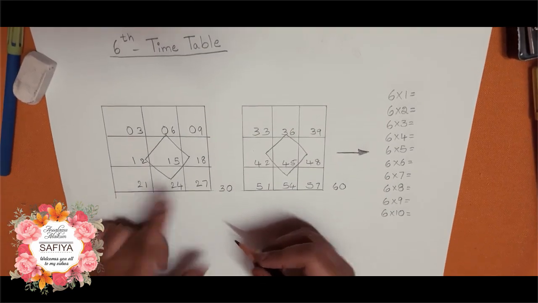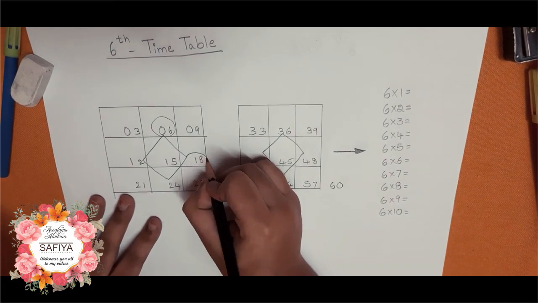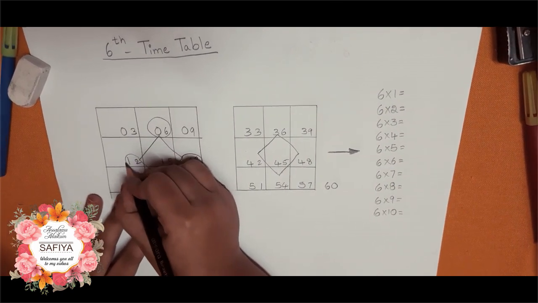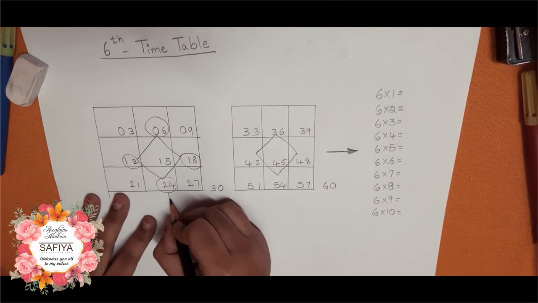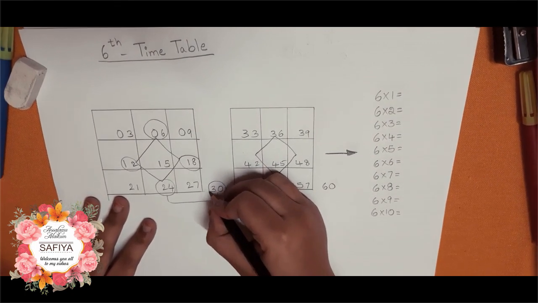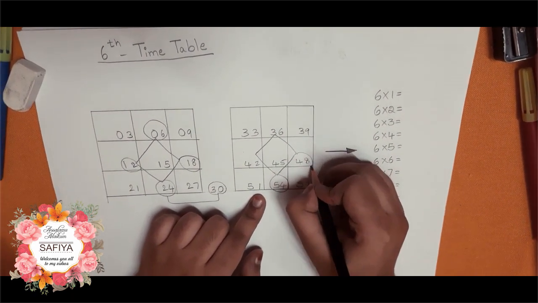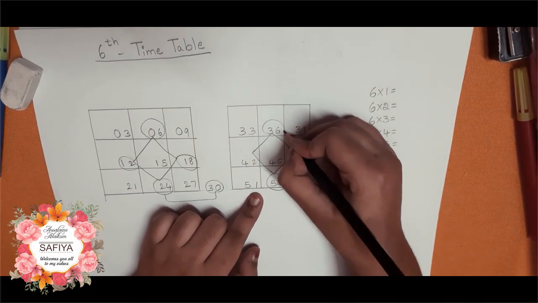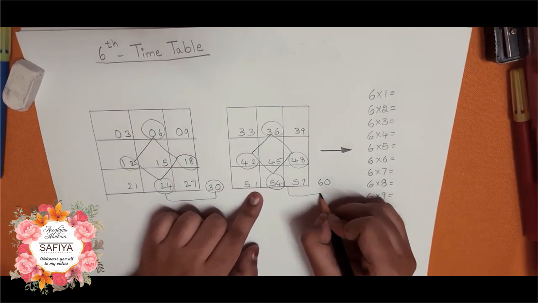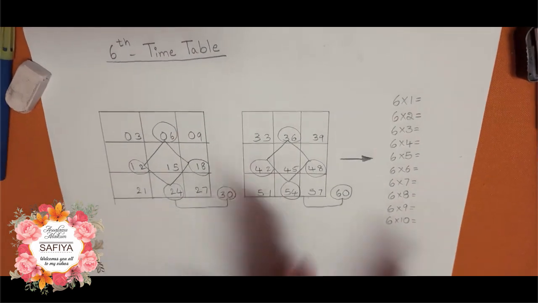Now circle the corners. Same here, circle the corners. Okay, do you understand? Let's transfer here.